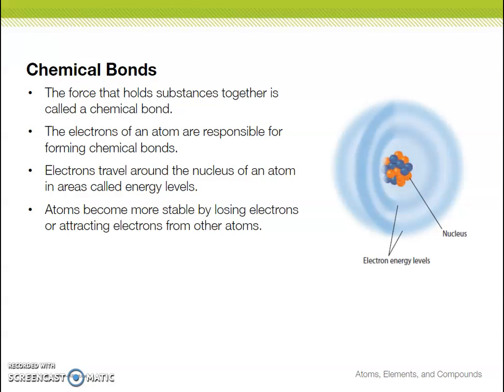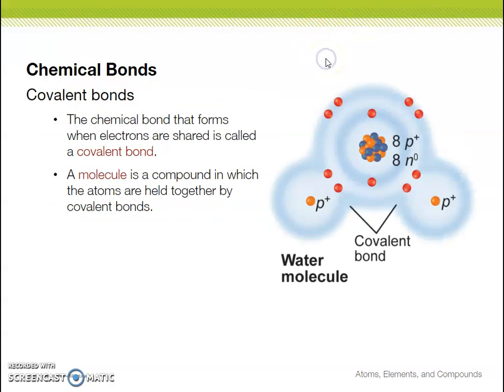Atoms become more stable by losing or gaining electrons, by attracting them or getting rid of them. Now there are 2 different ways, and the ways that they get rid of them determine what kind of bond they form. Atoms want to have a full outer layer, and they will do whatever it takes to get that full outer layer. Whether they have an outer layer with like 1 or 2, it's easy to get rid of those electrons. But if they have an outer layer with 7, it's easier to take 1 from another atom. So they'll do whatever it takes to fill up that outer layer.